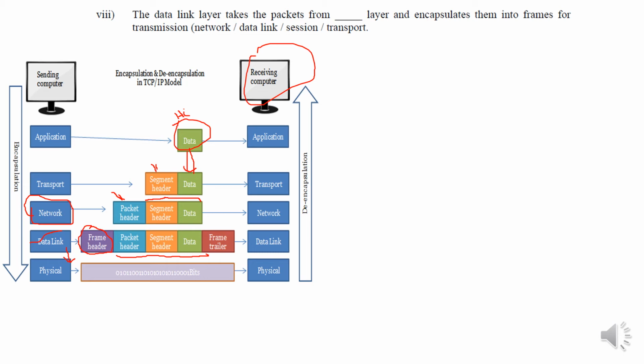And again on this side, as soon as the data reaches the data link layer, it will remove the frame header and frame trailer, and then give the data to the network layer. It will then remove the packet header, then the transport layer will remove the segment header, and finally the application layer will get the data, that is "hi". This is how it works.